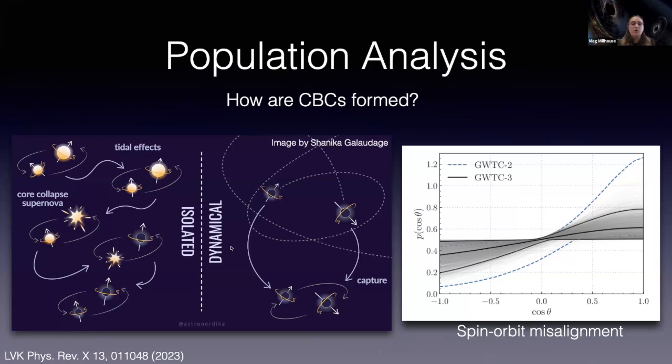For the isolated channel, we expect for the spins of the black holes to generally be aligned with the angular momentum of the orbit and with each other. Whereas for dynamical, we expect the spins to be more sort of isotropically distributed in direction. So far, the binaries observed by LIGO, Virgo, and KAGRA seem to have spins that are aligned, so basically the same angle there, indicating that the isolated evolution is probably the primary, probably not only formation channel.